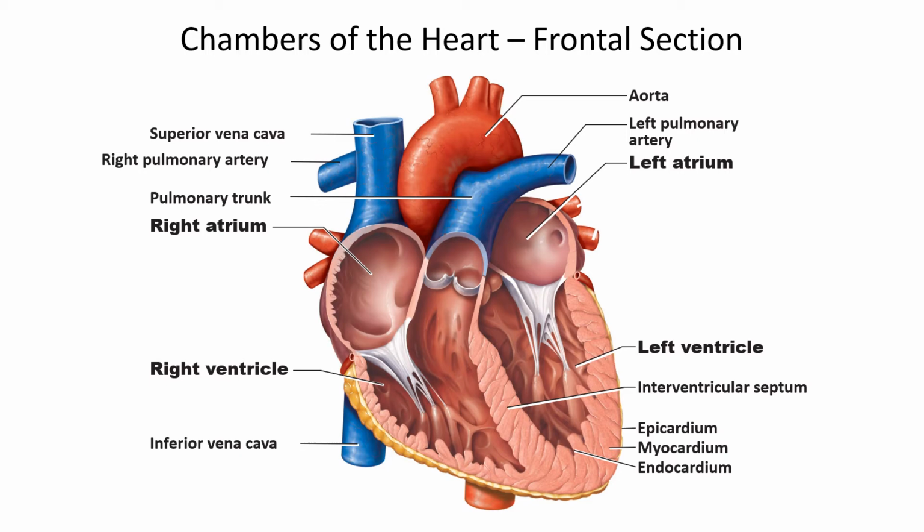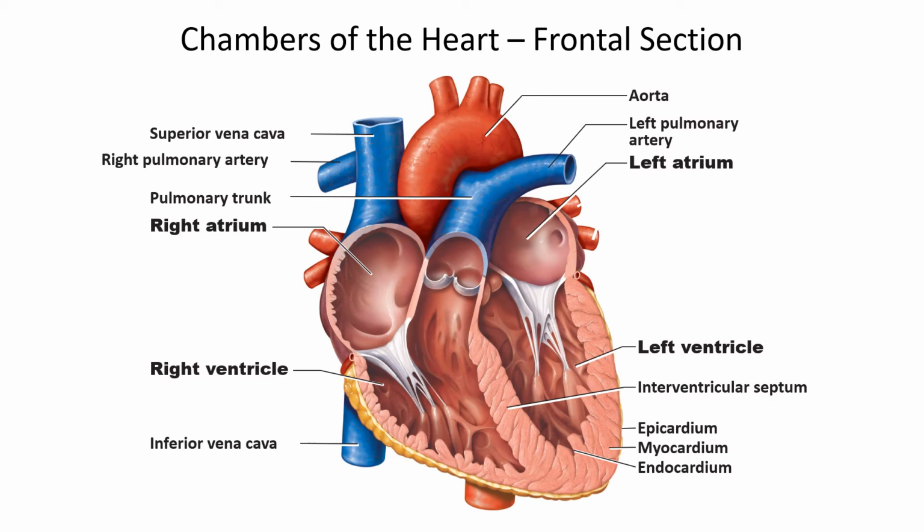So the valve between the right atrium and the right ventricle is known as the right atrioventricular valve. That makes sense. It's also known as the tricuspid valve, and that's because it's got three cusps, three parts that come together to form a seal. So the function of a valve, of course, is to prevent blood from going in the wrong direction.